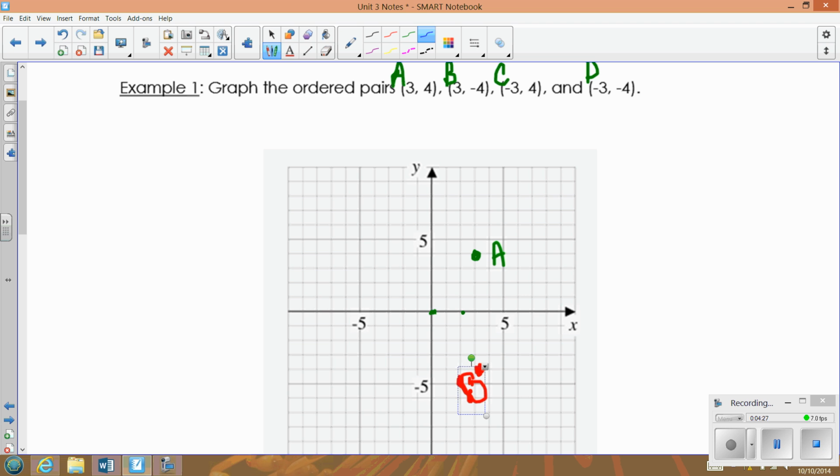Then I'm going to go over to C. C is negative 3, 4. So that means I start at the origin, I'm going 3 to the left. So 1, 2, 3 to the left. And then I'm going to be going up 4 because it's a positive 4. So 1, 2, 3, 4 up.